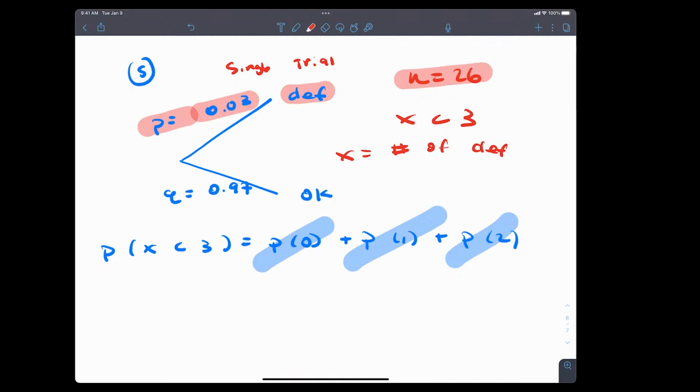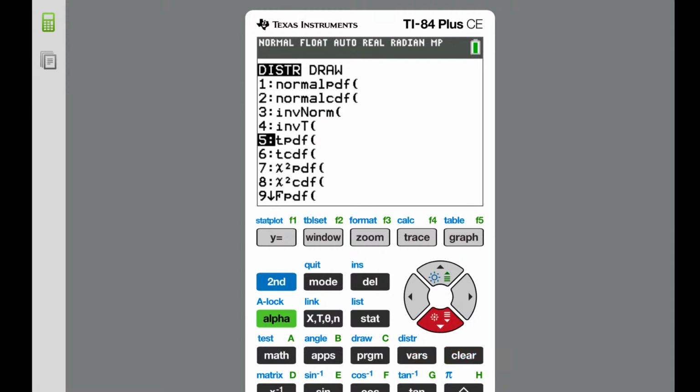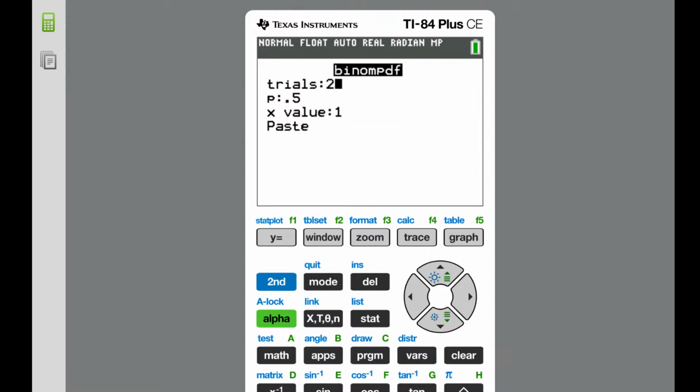So the TI is here to save the day on this. Let's try this out. I'm going to clear things out here. And this is by definition, it's not the complement. So I'm going to start with the probability here. Binomial PDF. 26. Little p, let's remember, is 3%, 0.03. Now we start with X is 0, and then we work our way up to 1 and 2. This is P of 0. Now let's add P of 1.